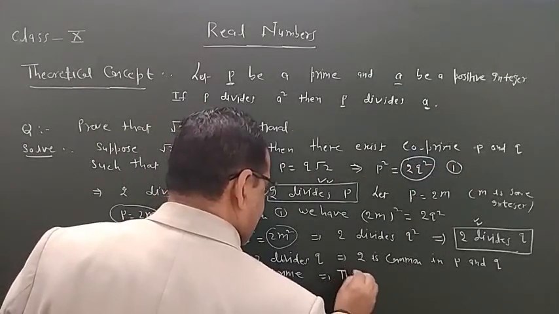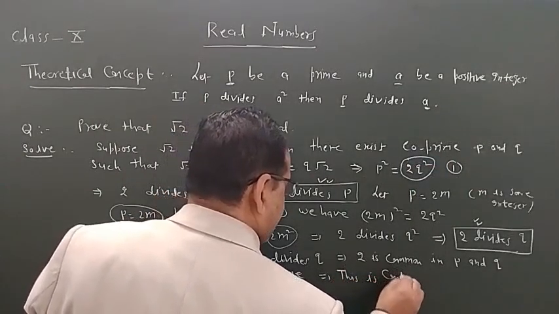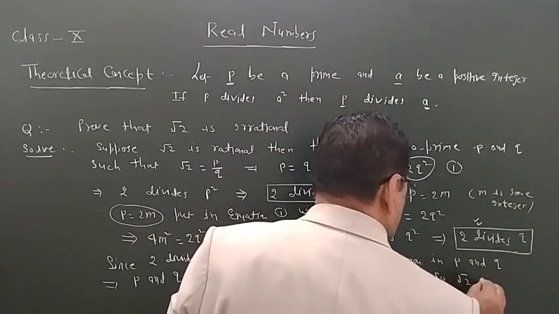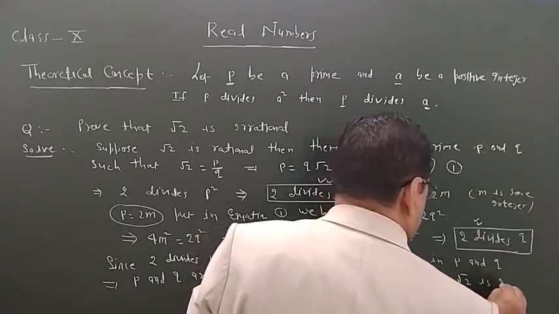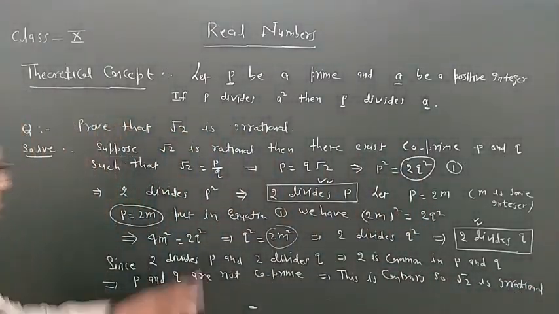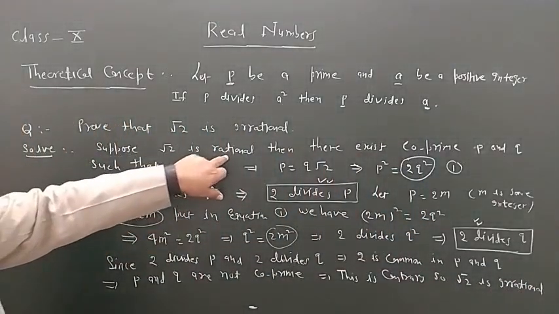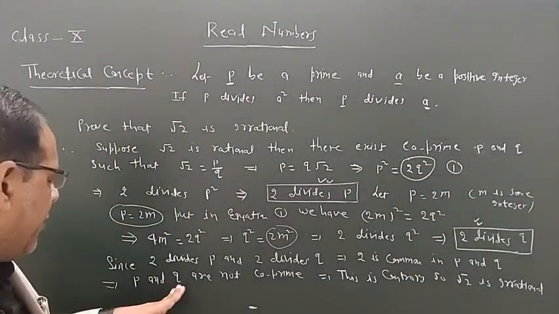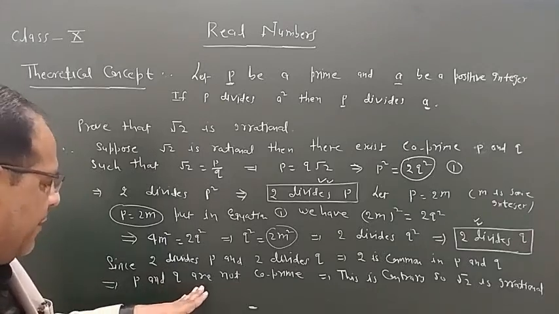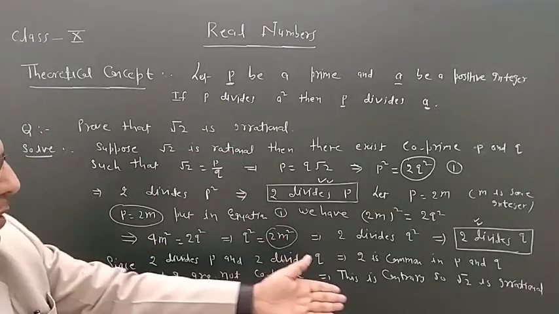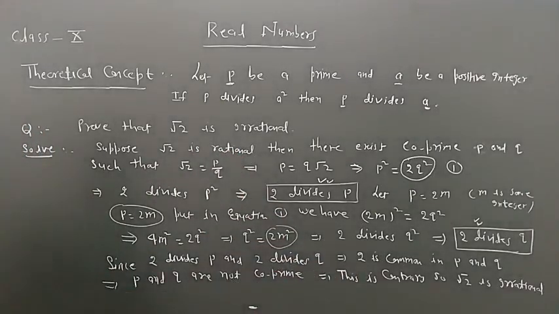This is a contradiction, so root 2 is irrational. Because we started with root 2 being rational and there exist co-prime P and Q, but this contradicts our assumption that P and Q are co-prime. So if P and Q are not co-prime, then root 2 is not rational, that means root 2 is irrational. This is one problem based on this theoretical concept.